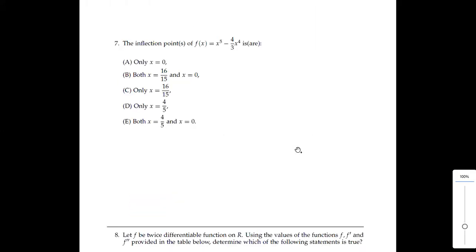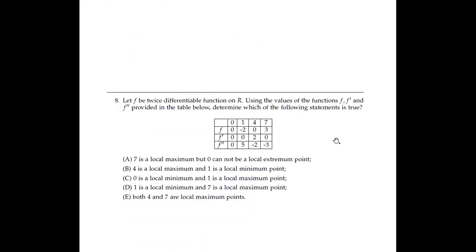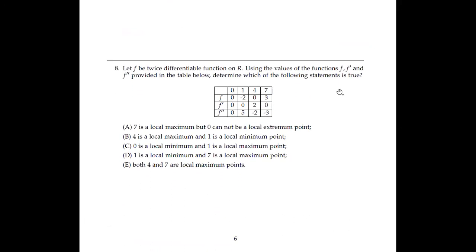Okay, 8. Given function 2 times differentiable, and we have a table. Only this table is provided. What can we say about local extremums of function f? Of course, there's not a lot given here, but we can apply the second derivative test. What does the second derivative test say? It says first find critical points.